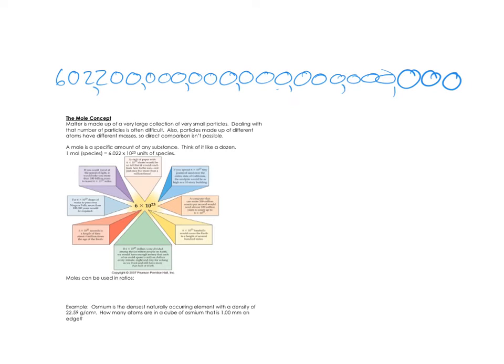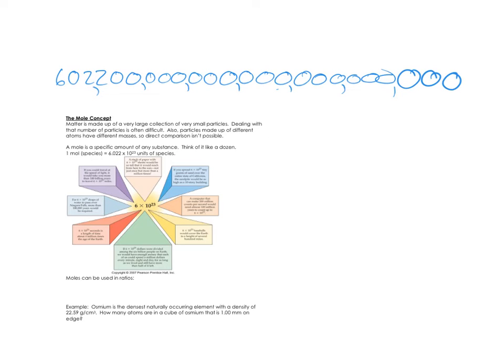And it's the same thing with the mole concept. 1 mole is just 6.022 times 10 to the 23rd of whatever we're dealing with. It doesn't matter what it is. It could be a mole of carbon atoms. It could be a mole of oxygen molecules. It could be a mole of cats. So it's just a number, and it's just an amount.